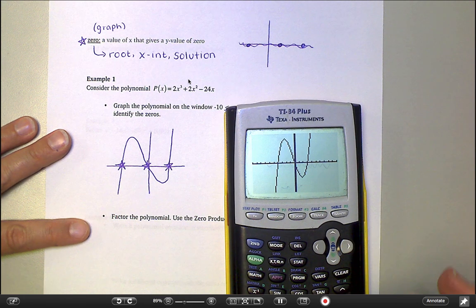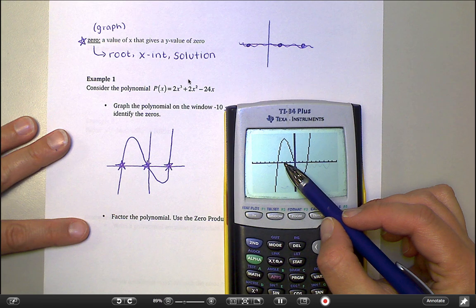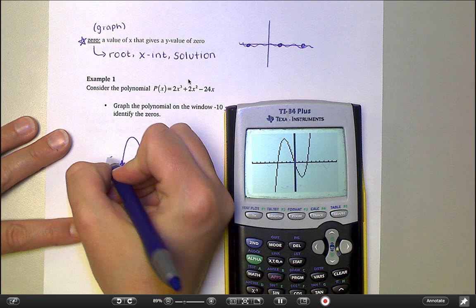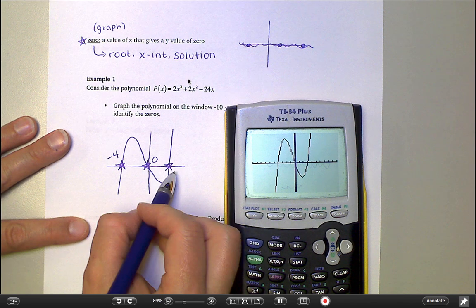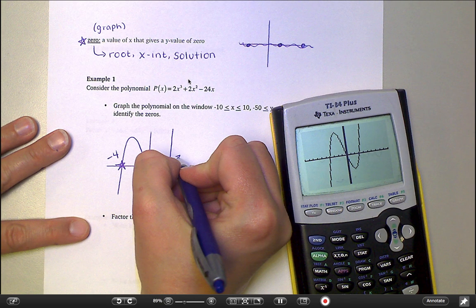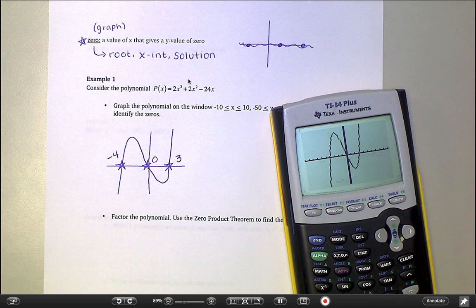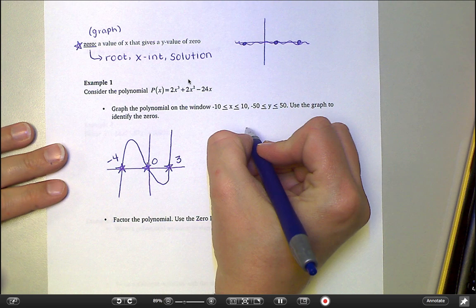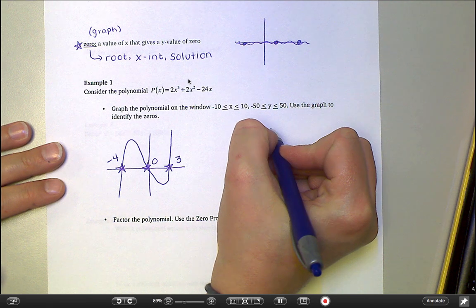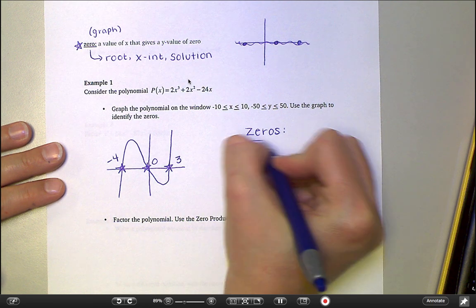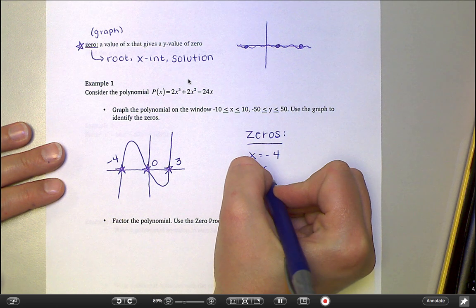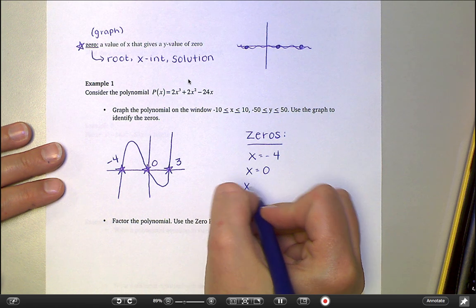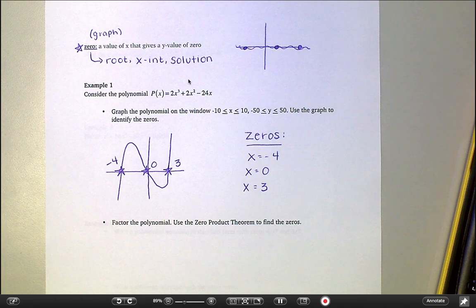Well, just counting dots here, this one looks like it's at -4. This one crosses right at the center, so that crosses at 0. And then this one crosses at +3. Again, I'm just counting dots along the x-axis there. So my zeros are located at x equals -4, x equals 0, and x equals +3.